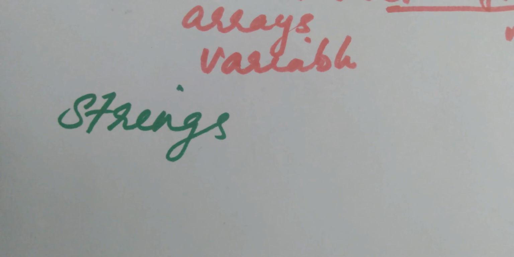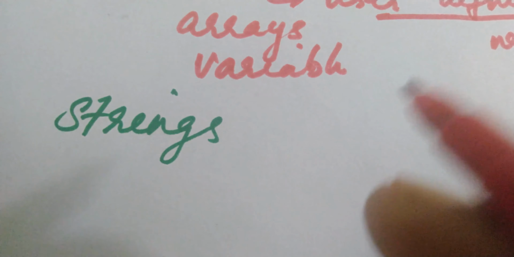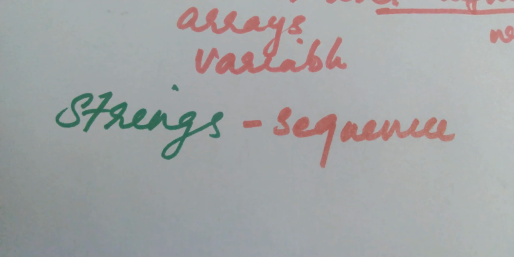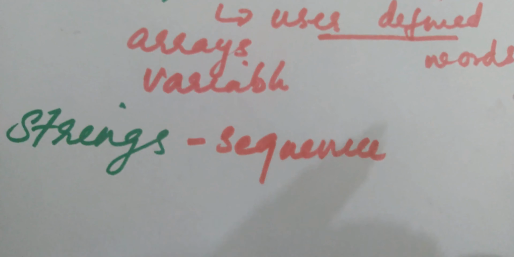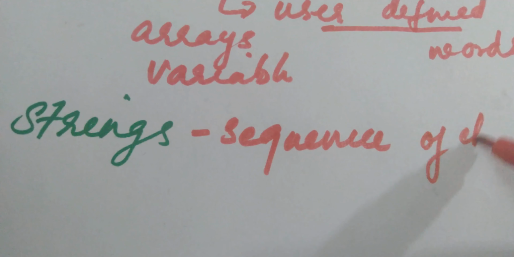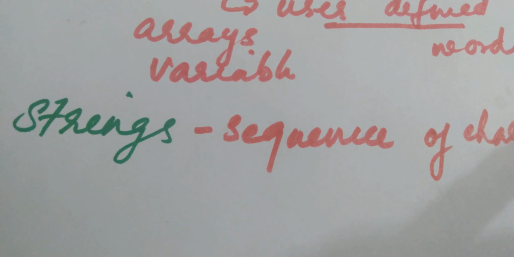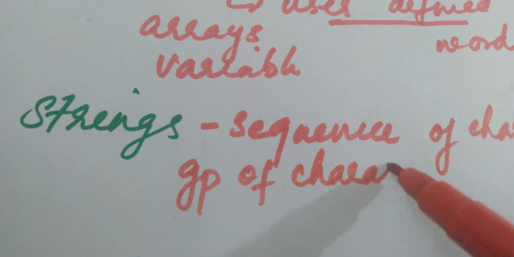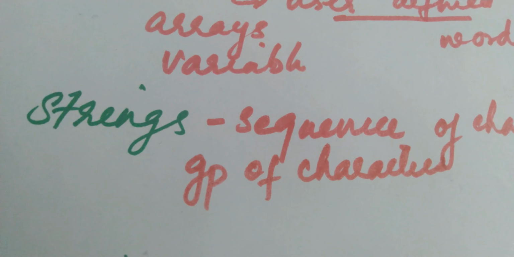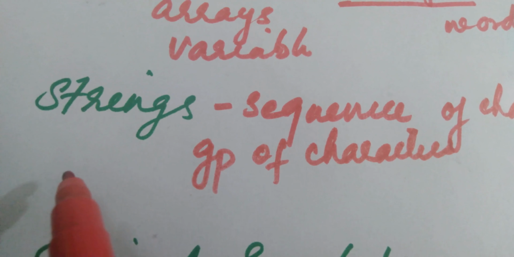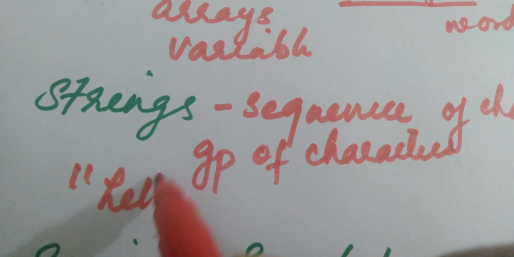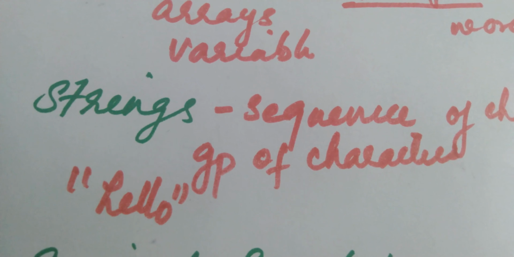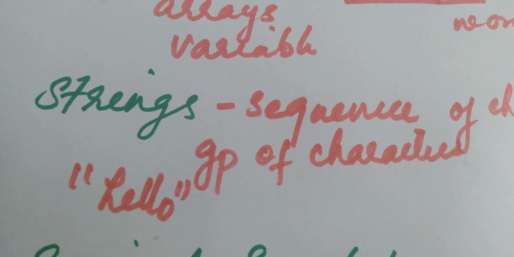And next comes strings. Strings are a sequence of characters, or group of characters, which are always enclosed in double quotation marks. That means we give some messages along with the printf statement, isn't it? So anything which is enclosed within double quotes is known as a string.